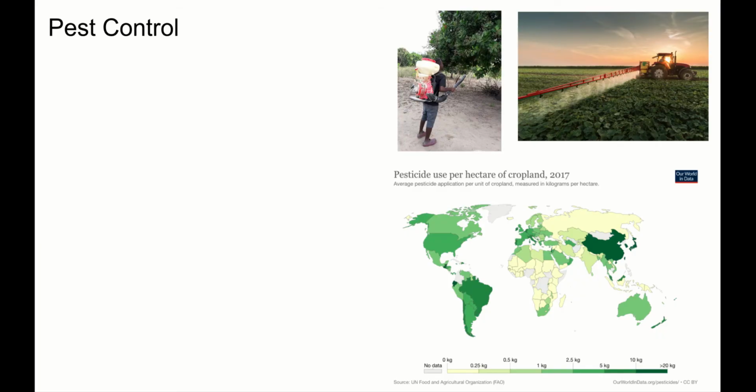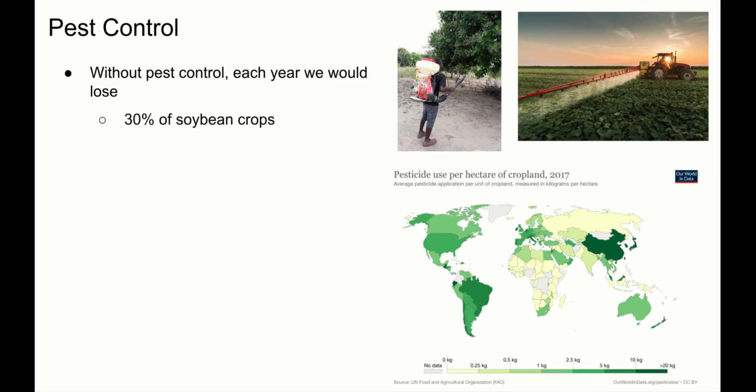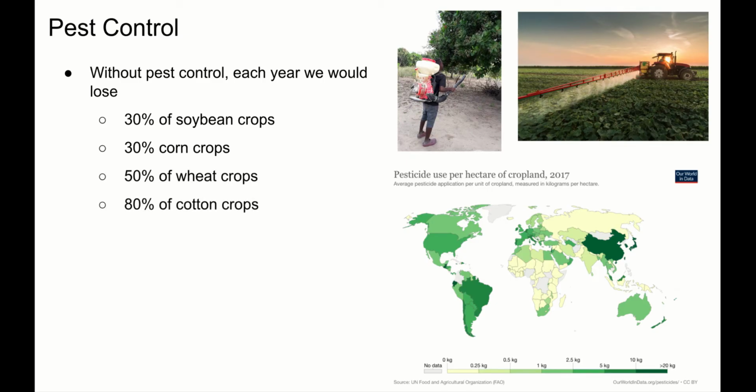Another thing that's really important to think about in industrial agriculture is the pest control aspect. When I talk about pest control, I'm talking about all of the things that might damage our crops. Pests worldwide are actually a huge problem. Without pest control, each year we would lose about 30% of all soybean crops, about 30% of all corn crops, 50% of wheat crops, and 80% of cotton crops.